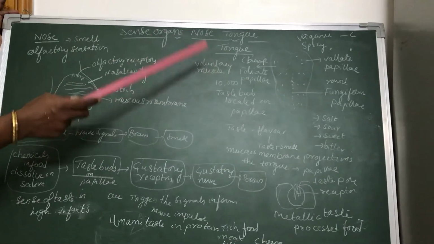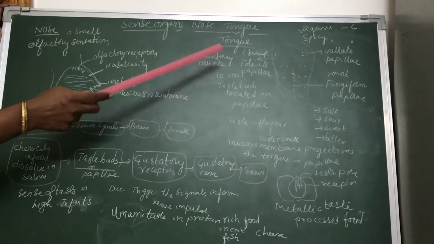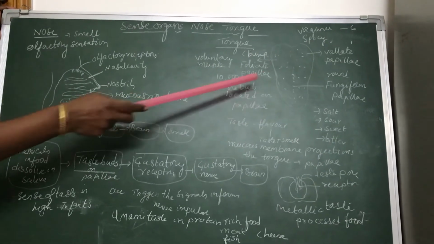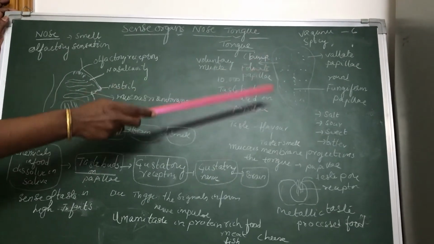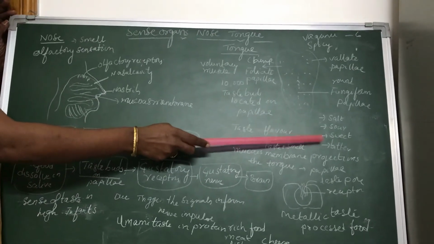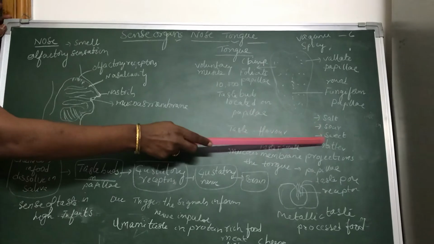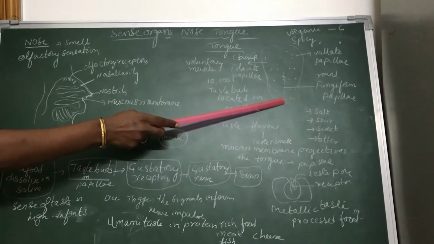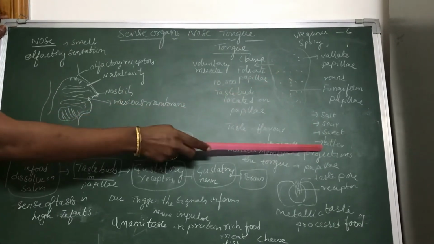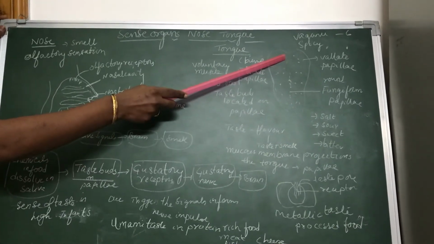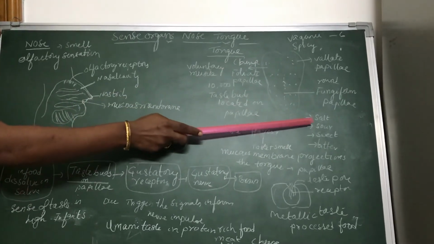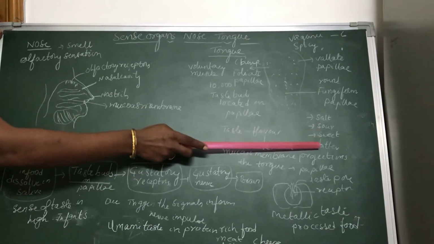There are nearly 10,000 taste buds on the tongue, and we can taste different kinds of tastes. What are the major tastes you can detect with the help of the tongue? Salt, sour, sweet, bitter. Salt and sweet taste buds are present on the tip of the tongue, sour at the sides of the tongue, and bitter taste buds at the back of the tongue. Generally we can taste these four different tastes: salt, sweet, sour and bitter.